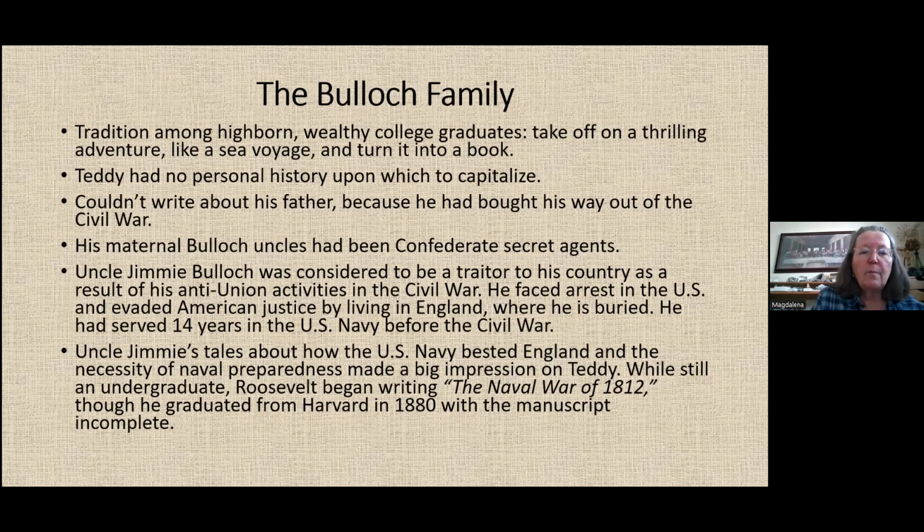He couldn't write about his father, because his father had bought his way out of the Civil War. He couldn't write about his uncles because his maternal Bullock uncles had been Confederate secret agents. Uncle Jimmy Bullock was considered to be a traitor to his country as a result of his anti-Union activities in the Civil War. He faced arrest in the United States and evaded American justice by living in England, where he's buried. And he had served 14 years in the US Navy before the Civil War.